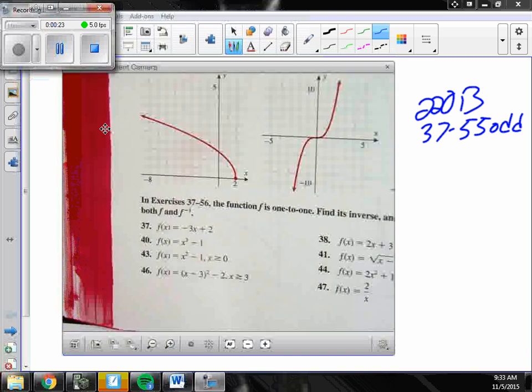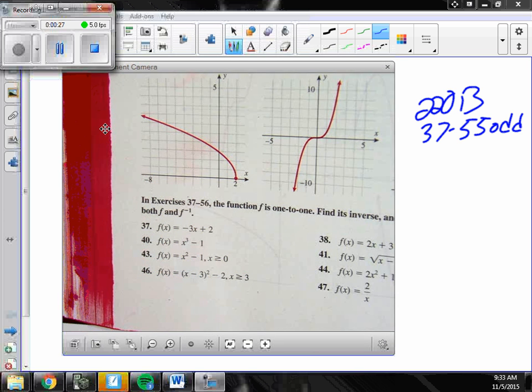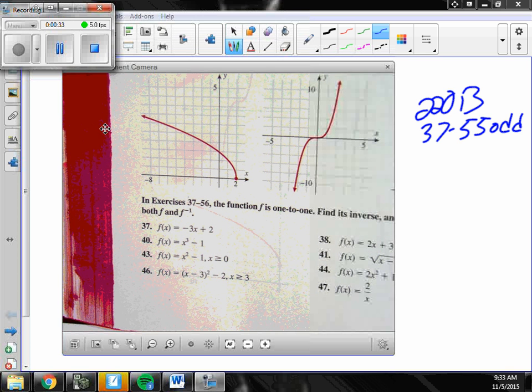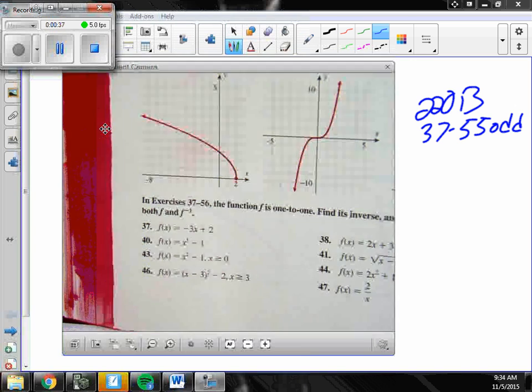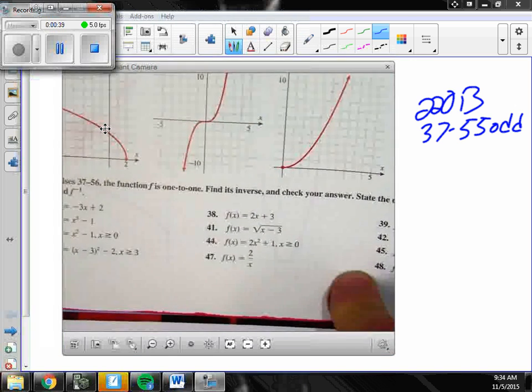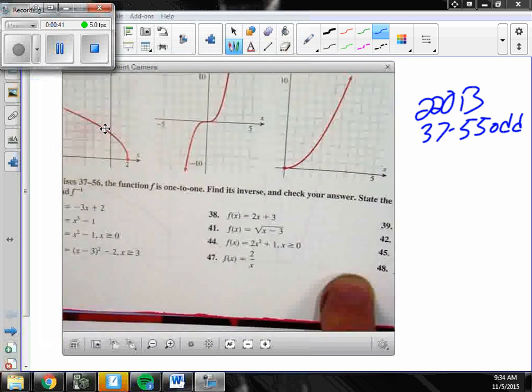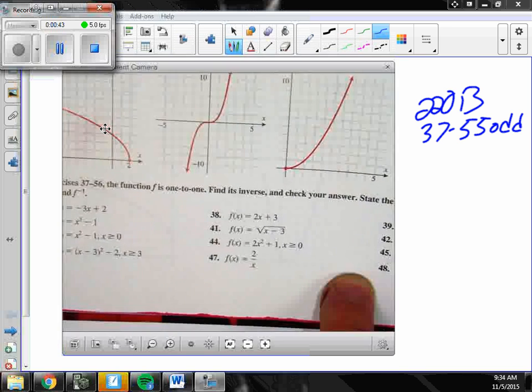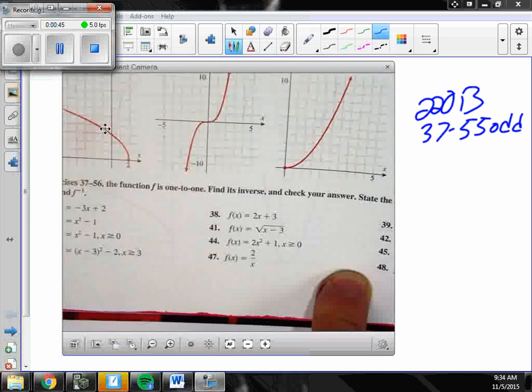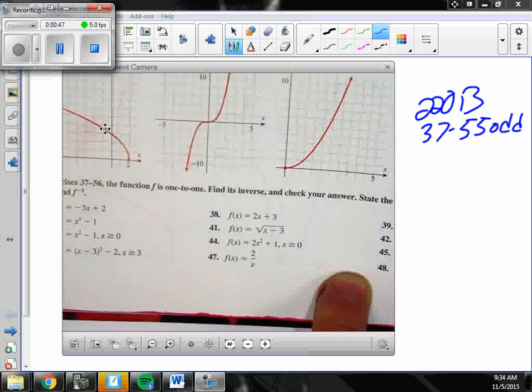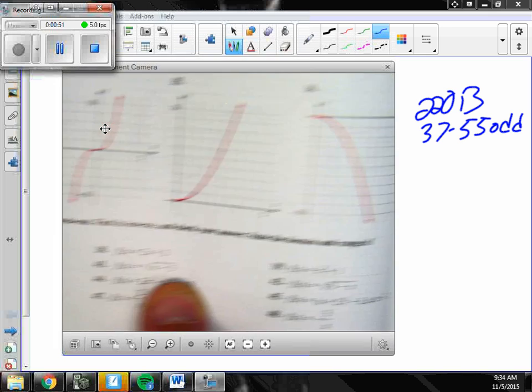What does it mean to be 1-to-1? Every x hits only one y, and every y is only hit by one x. So there are just as many x's as there are y's. Find its inverse and check your answer. And then state the domain and the range of both f and f inverse. So I would like to do number 42.